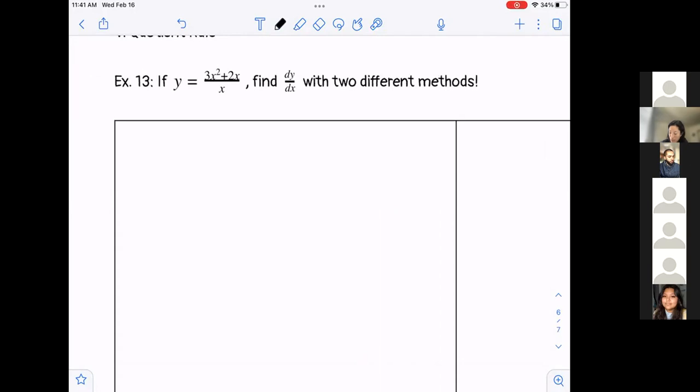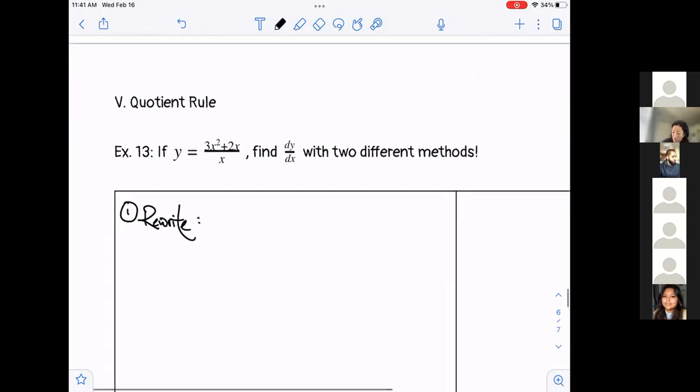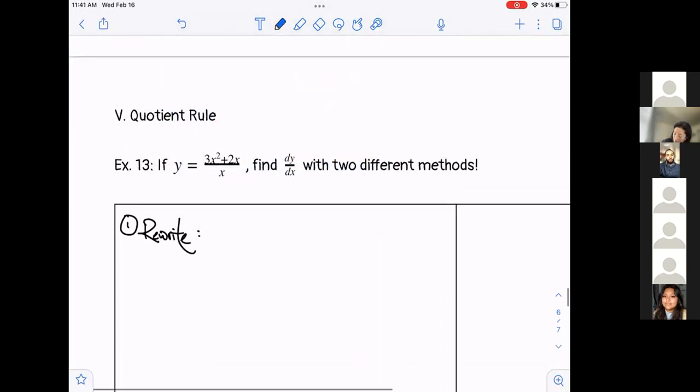We have y equals 3x squared plus 2x over x. And we want to solve this with 2 different methods. So we're going to use what we know about algebra first to rewrite this question. But I think this is a little skill that maybe we forget about. So I'm wondering if you can tell me, 1 over 7 plus 2 over 7, what does that give us?